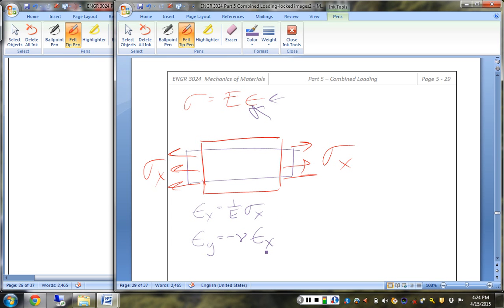This is brushing off a little bit of cobwebs, but now if the stress in X is this thing, I can say that the strain in Y, my epsilon sub Y, has to be minus nu over modulus times X stress. All with me on that one? No big deal? Good? Okay.